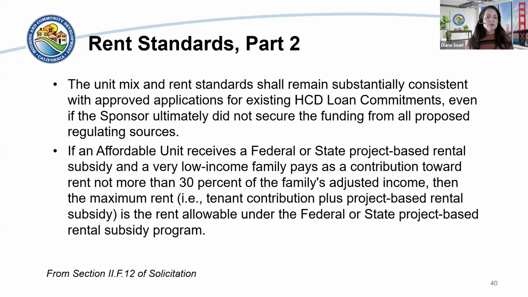Additionally, if an affordable unit receives a federal or state project-based rental subsidy, and a very low-income family pays as a contribution towards rent not more than 30% of the family's adjusted income, then the maximum rent, the tenant contribution plus the project-based rental subsidy, is the rent allowable under the federal or state project-based rental subsidy program.